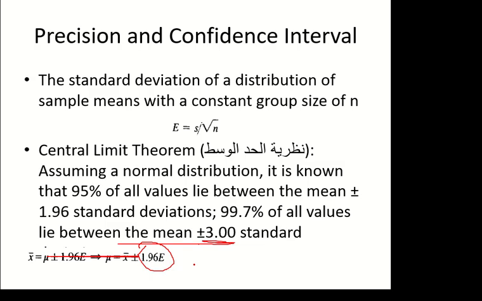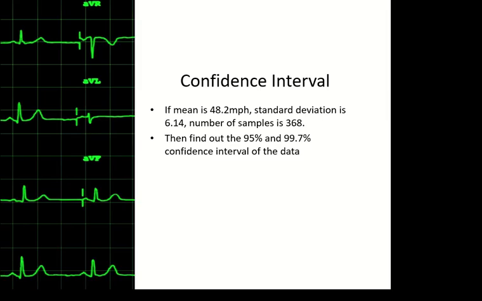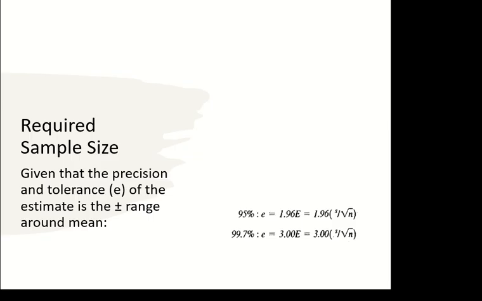This is if you choose 95%. If you have chosen 99.7%, then it will not be 1.96 E, it will be 3 times E. This difference becomes your acceptable error, and we represent acceptable error with a small e. There is a capital E which is the standard error, and a small e which is the acceptable error. So you choose which limit you are going for, 95% or 99.7%, and then you know how much your acceptable e is.